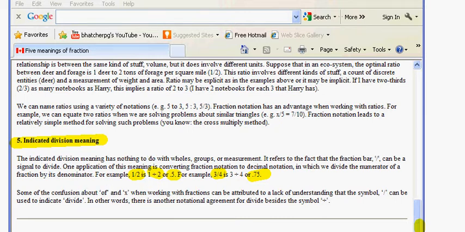I wanted to spend a couple moments making sure that people are aware of the 5 different meanings, even though we spend a lot of our time with the parts to whole kind of concept. And the following videos that I'll be doing on fractions will probably be dealing almost exclusively with the parts of the whole.